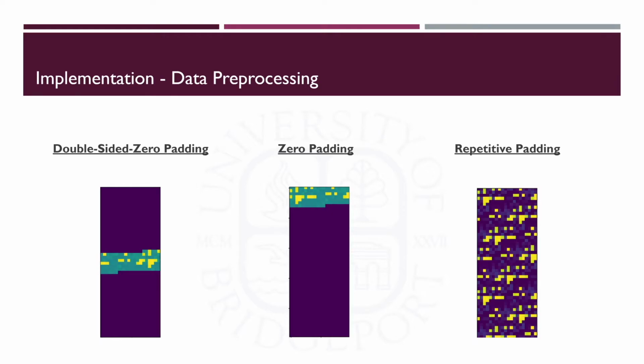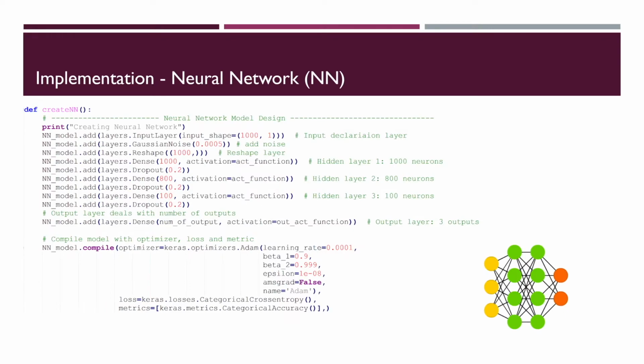So the first method is double-sided zero padding. This method is basically adding zeros to the beginning of the packet and the end of the packet until it reaches the correct size. The second method is just zero padding. This is really straightforward, and it just adds zeros to the end of the packet. And then lastly, we have repetitive padding, which repeats the data in the packet over until it reaches the correct size.